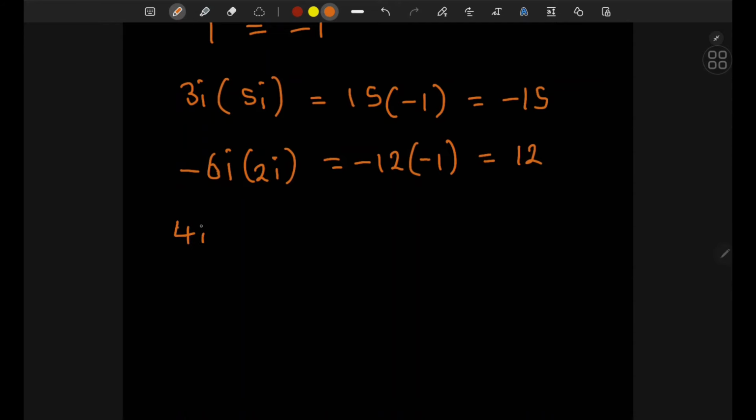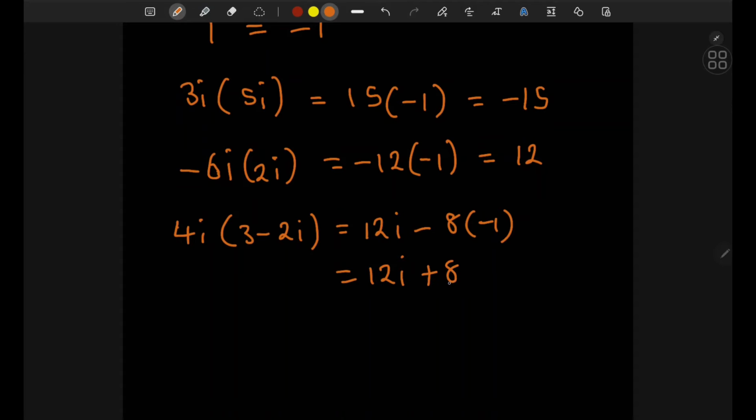Say for instance, we now have 4i multiplying 3 minus 2i. So 4i multiplied by 3, that is 12i. Then 4 multiplying with negative 2, that is negative 8. And i multiplied with i, this i multiplied with this i, will have a negative 1. Then we simplify this, we'll have 12i plus 8. Now writing this in standard form, we'll have 8 plus 12i. And that's our solution.